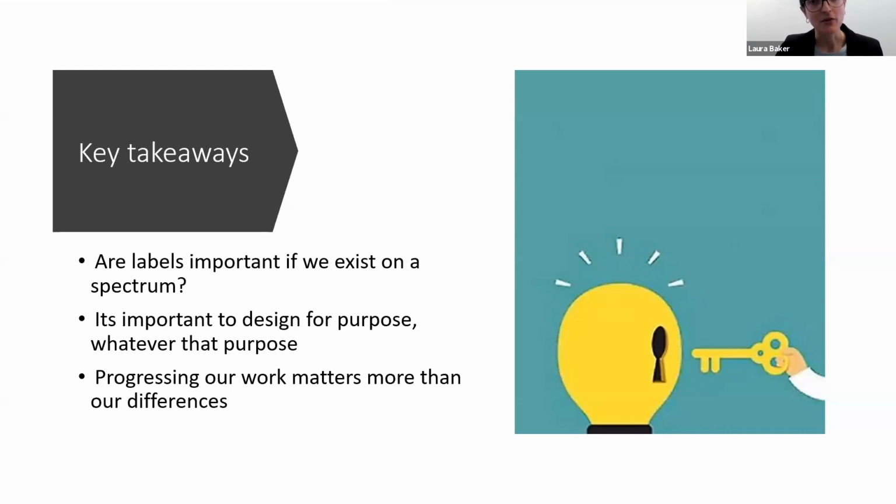So the three key messages I want you to take away from the talk for discussion later on are: are labels important if we exist on a spectrum? It's important to design for purpose, whatever that purpose, and that progressing our work matters more than our differences.